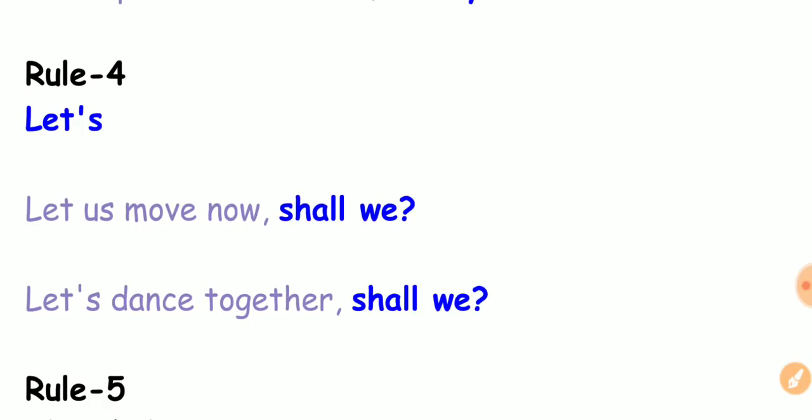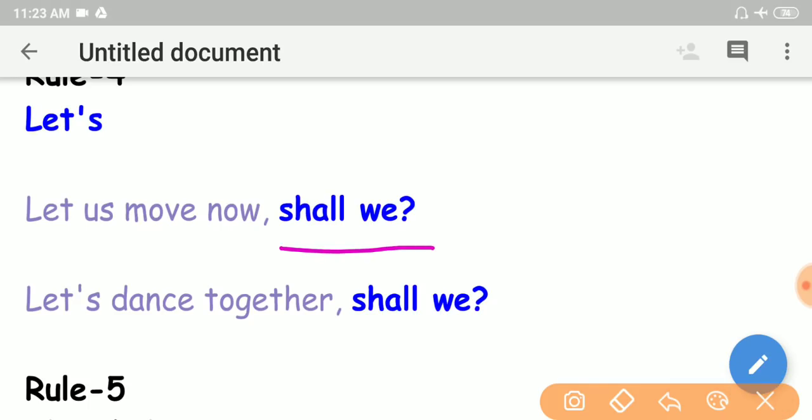Let us. If an imperative sentence starts with let us, then the tag should be shall we. Let us move now, shall we? Let us dance together, shall we? So generally, imperative sentence, what do we have?